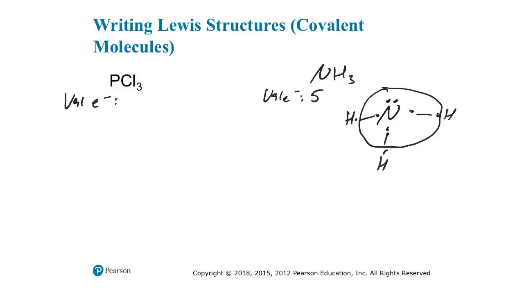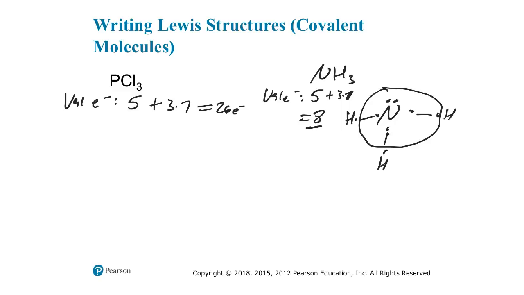So our valence count would be 5 for N, 3 times 1 for the hydrogens, for a total of 8. For PCl3, phosphorus is in the same row as nitrogen, 5 valence electrons for phosphorus, and then 3 times 7 for the chlorines gives us a total of 26.